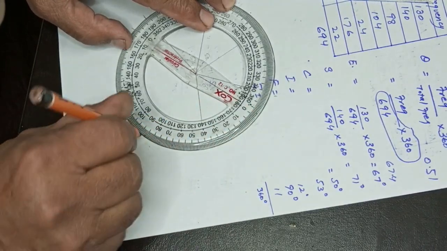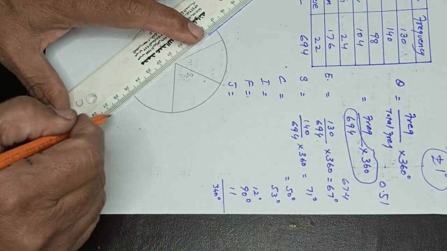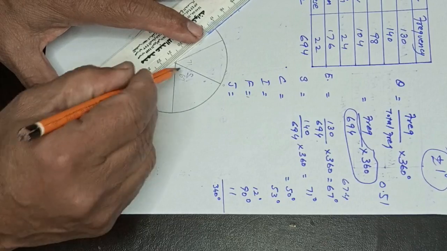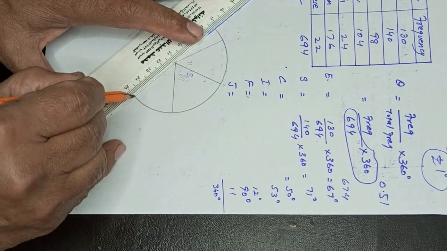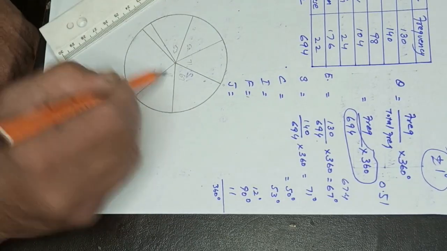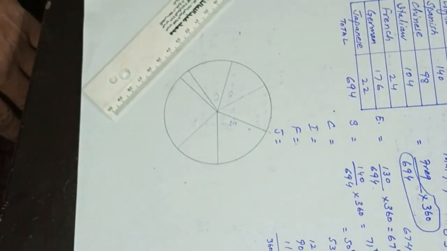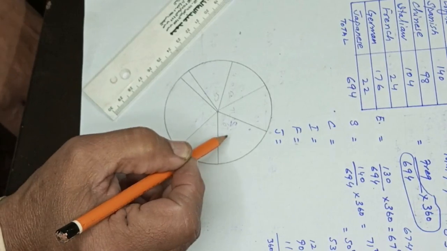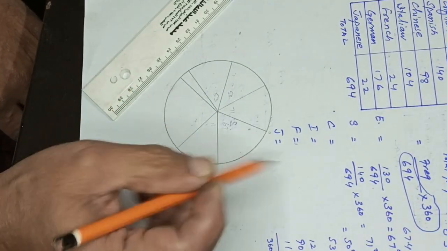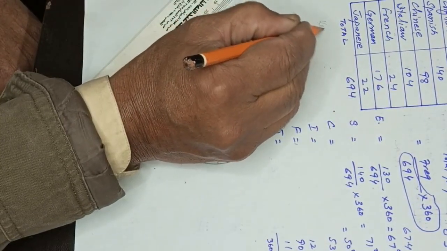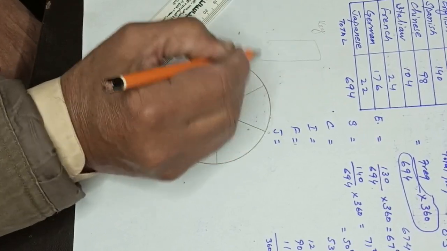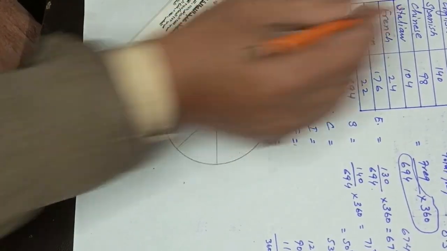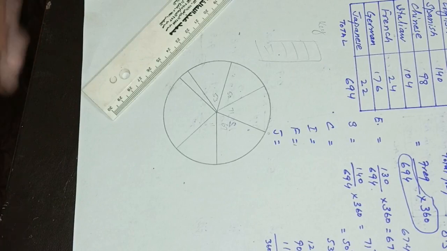So this is 90°. And this must be 11° now. Okay. Now color each of the sectors with different colors, and then also write a key over here. Okay, a key for each category. So this question is also solved.